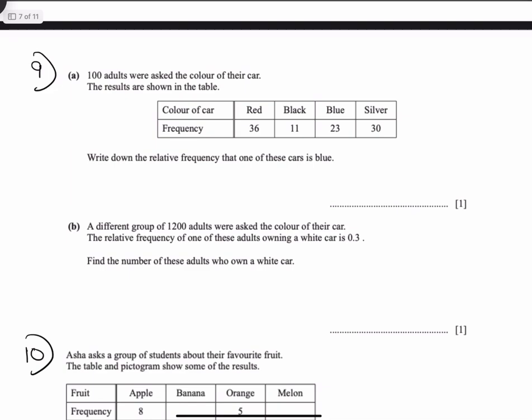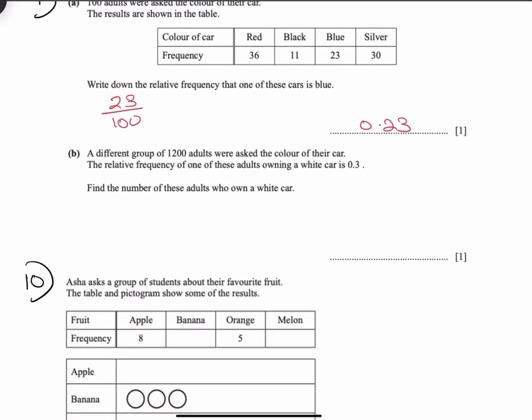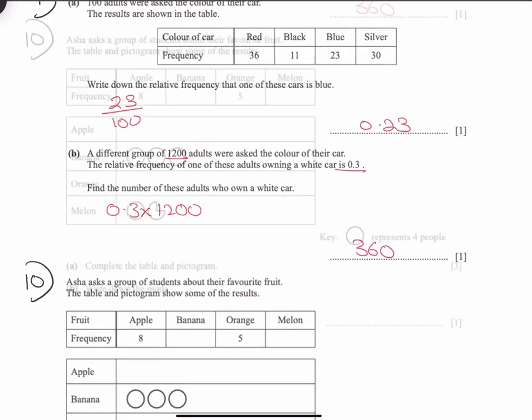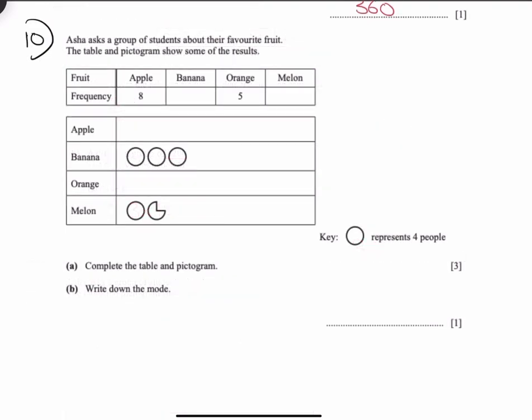Question number 9, it says write down the relative frequency that one of these cars is blue. So it's 23 blue cars divided by 100, 0.23. Different groups of 1,200 adults were asked. The relative frequency owning a white car is 0.3. Find the number of these. So 0.3 times 1,200, and this is going to give me 360.